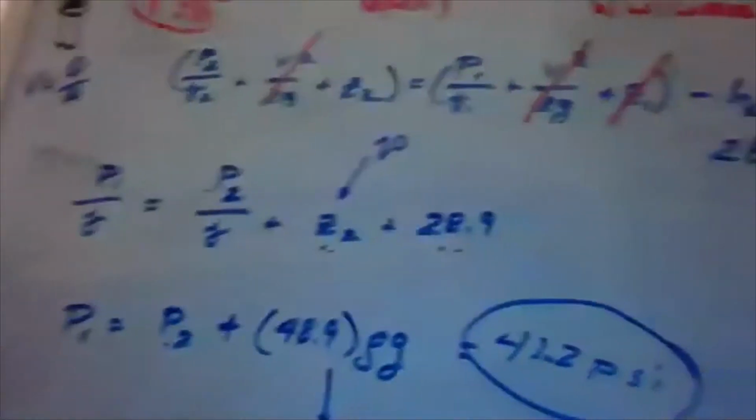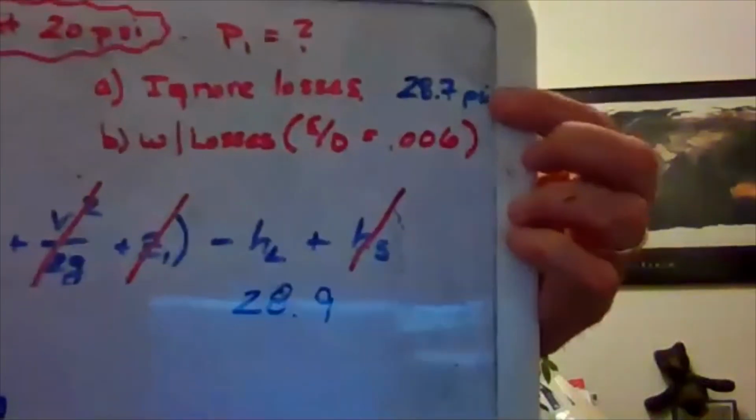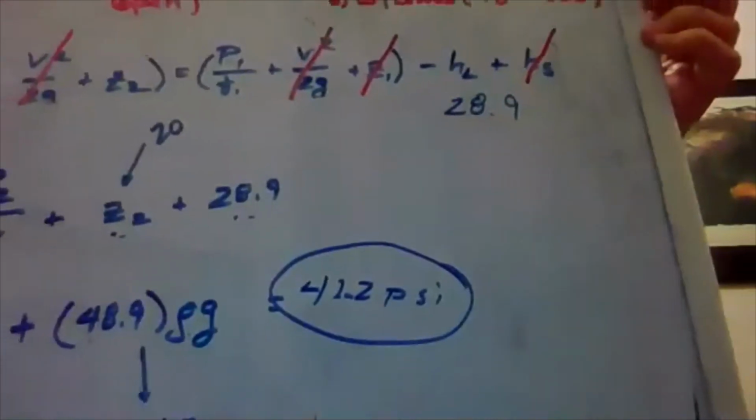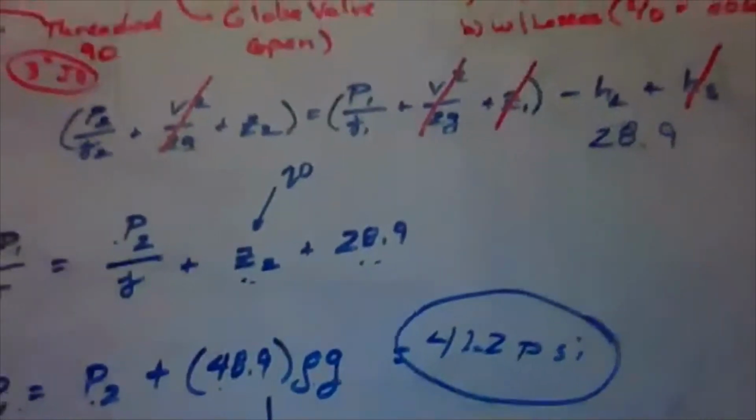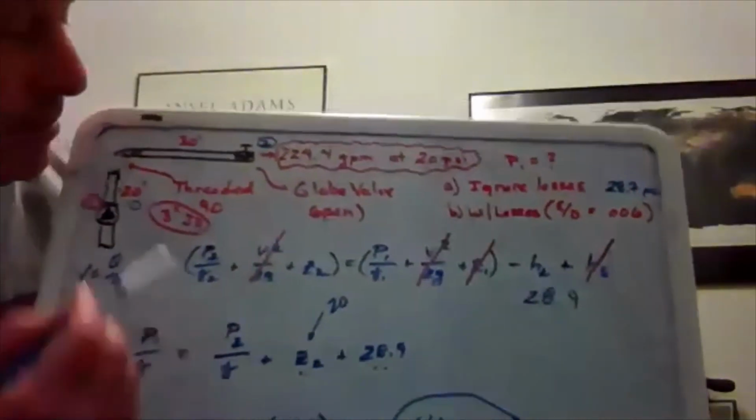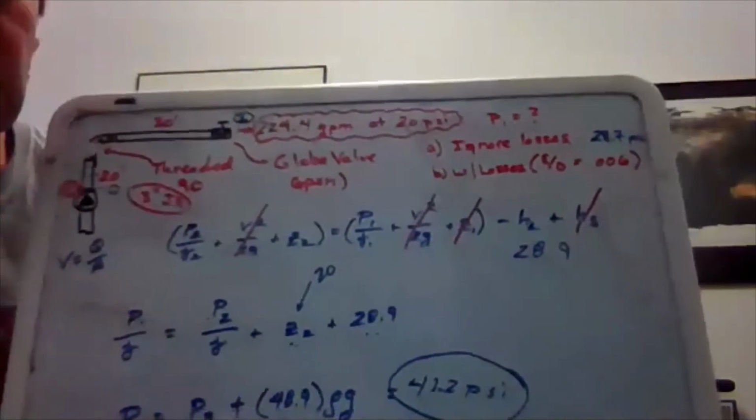Okay, and comparing to the answer that we got if we said, hey, the losses are no big deal, 28.7, that is a significant amount of pressure. And so we would definitely want to keep track of the losses if we work that out.